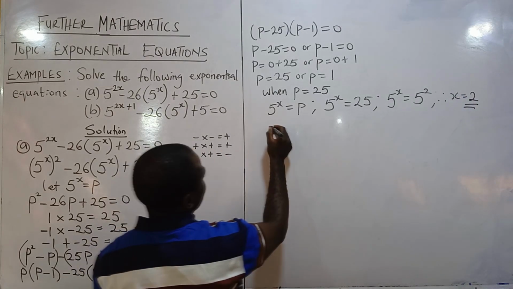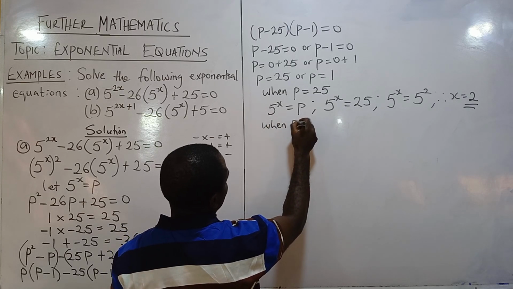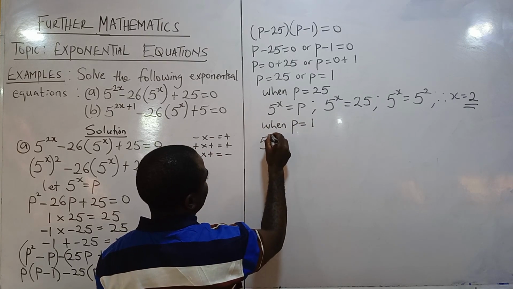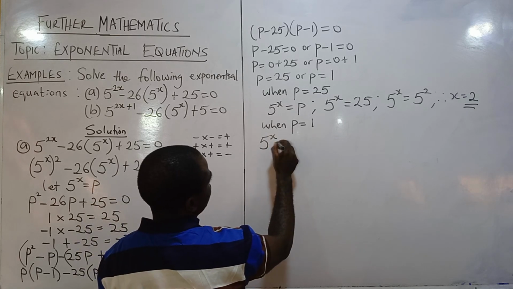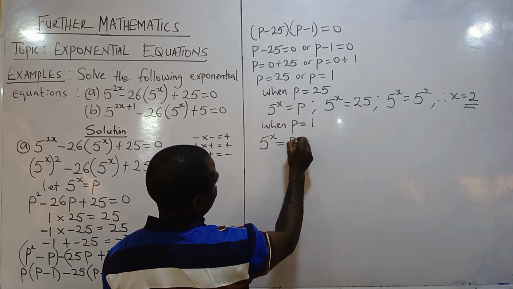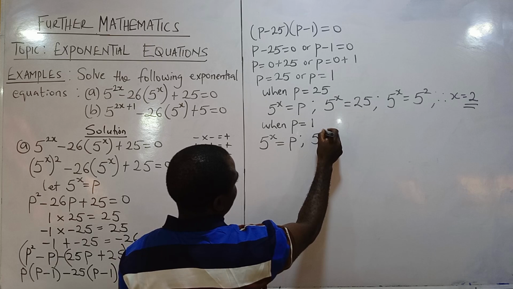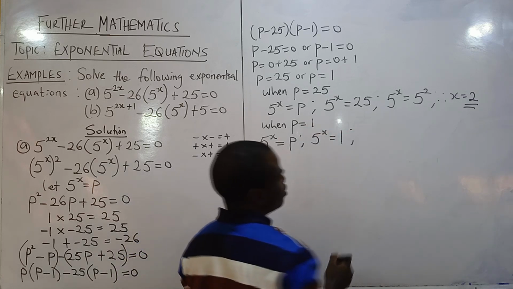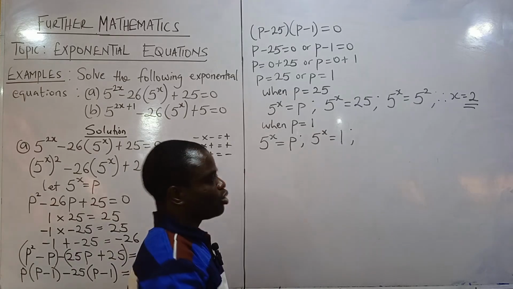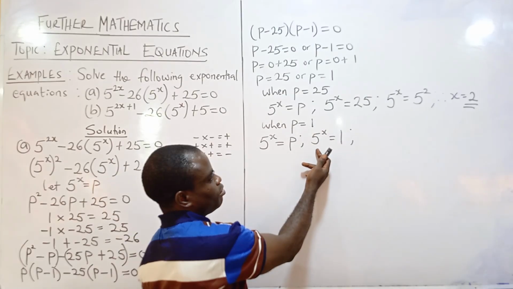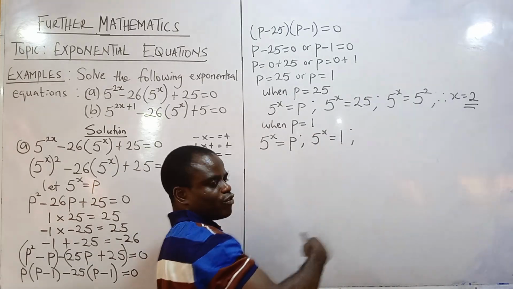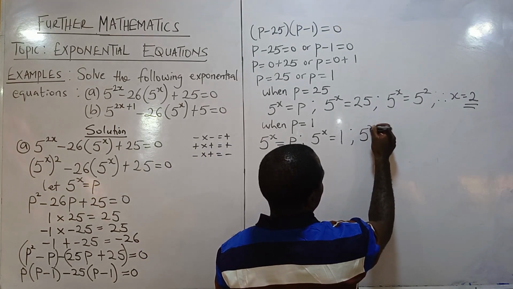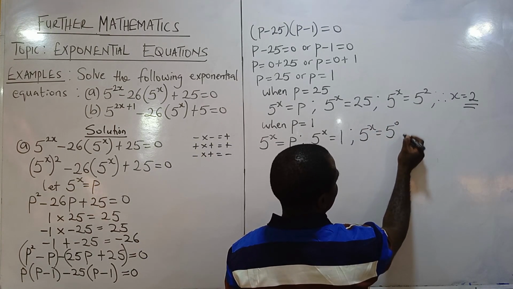Okay, now let's see when p equals 1. Now say 5 raised by x, still repeating the same thing, equals p. Now say 5 raised by x equals what? p is 1. Don't forget that we are looking for an expression in which the bases are the same, so we pick 5 raised by 0, which is the same as 1. Now say 5 raised by x equals 5 raised by 0.